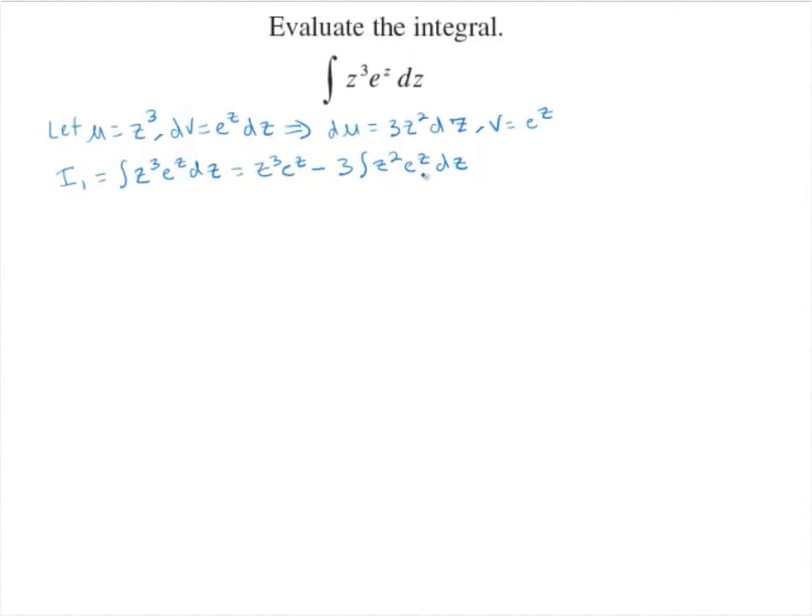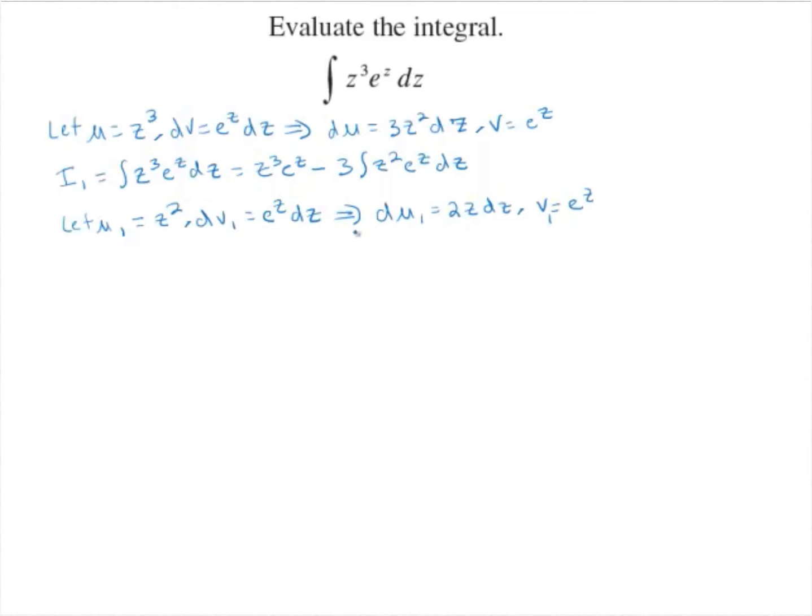We can use integration by parts to solve this integral. So we're going to let u sub 1 equal z squared and dv sub 1 equal e to the z dz. So with that, du sub 1 equals 2z dz, and v sub 1 equals e to the z.